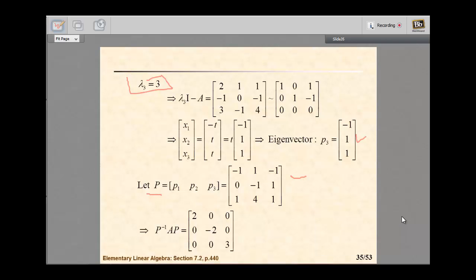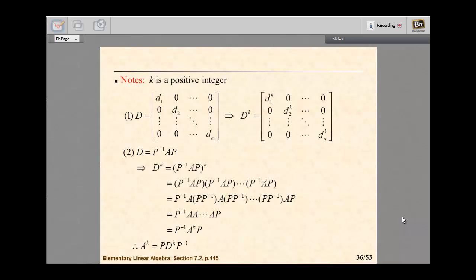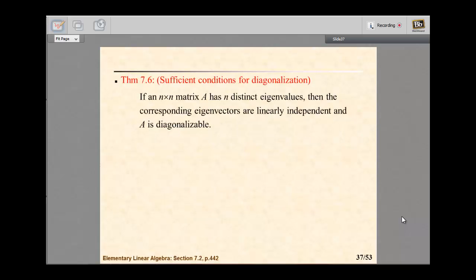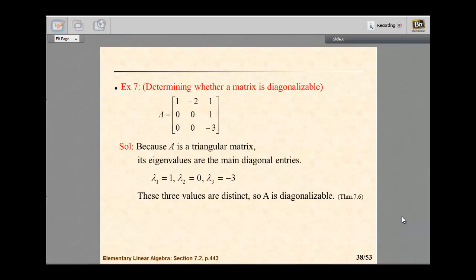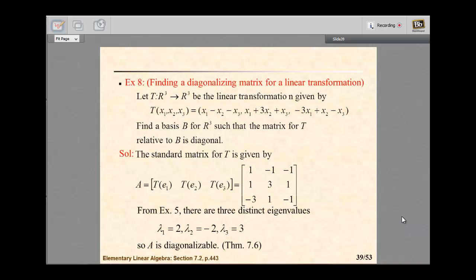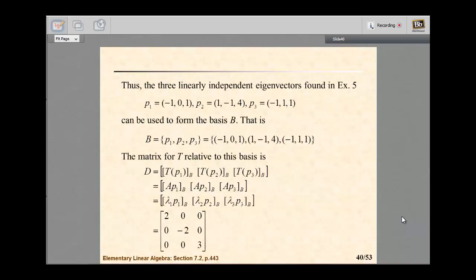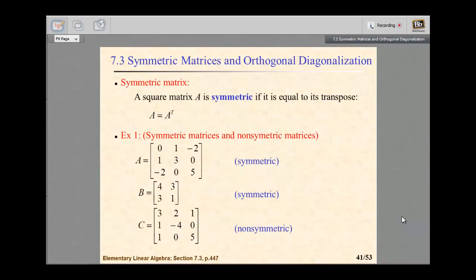Now find P inverse AP. P inverse AP will be equal to the diagonal matrix with 2, -2, 3. That is diagonalizable. There are some more examples that you will see.